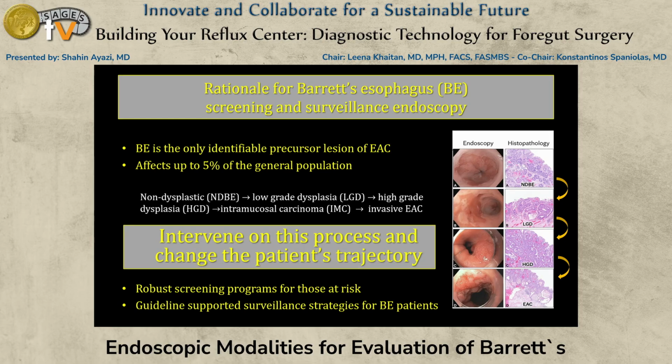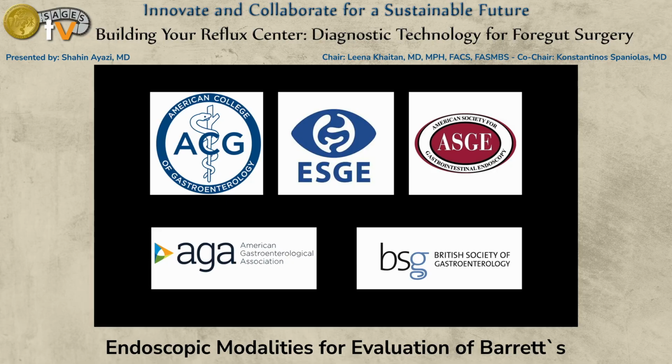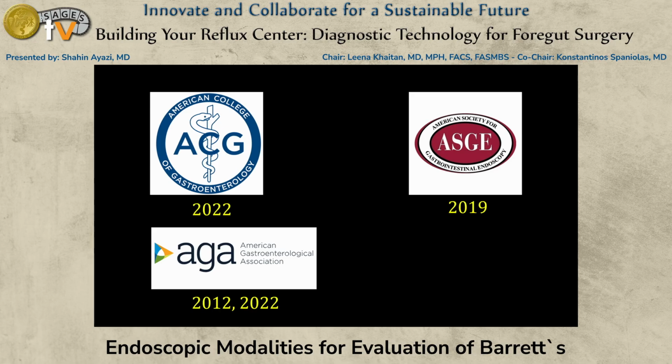To achieve this goal, we need to develop robust screening programs for those patients who are at risk, and then follow guideline-supported surveillance strategies for patients with Barrett esophagus. Currently, there is no surgical society that has provided any guidelines in terms of management of patients with Barrett esophagus. But there are 5 GI and endoscopic societies that have pretty robust guidelines when it comes to management of Barrett esophagus. Of them, the 3 that provide the most comprehensive and up-to-date approach are the ACG, ASGE, and AGA.